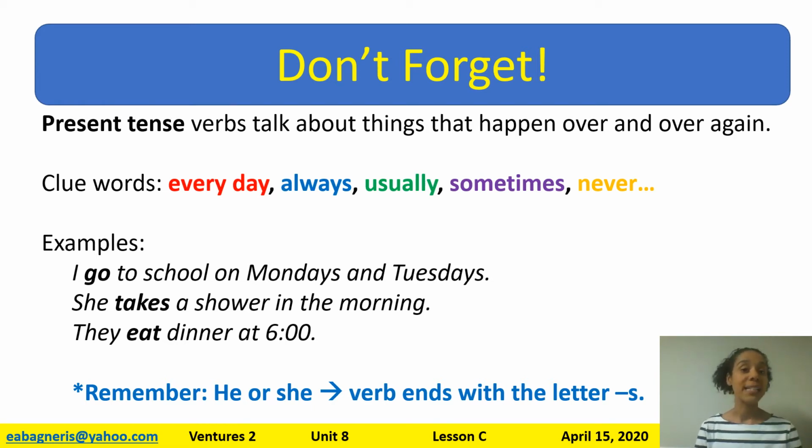Remember, for present tense verbs, it looks like a base verb. But with he or she, we have to remember to add an S, okay? With he or she, we add an S. So let's look at the second example. It says she takes a shower with an S. She takes a shower, okay? So don't forget, with he and she or it, we're going to put an S at the end of the verb.